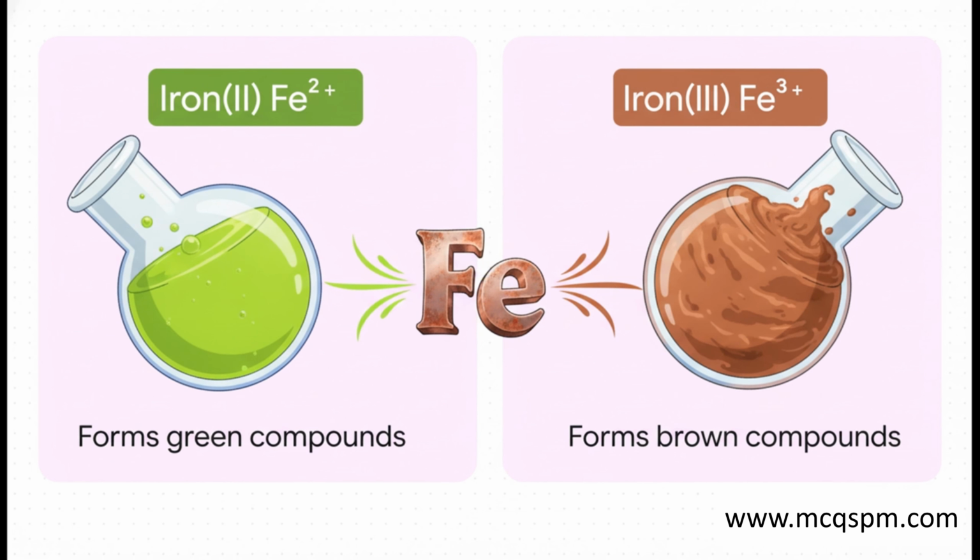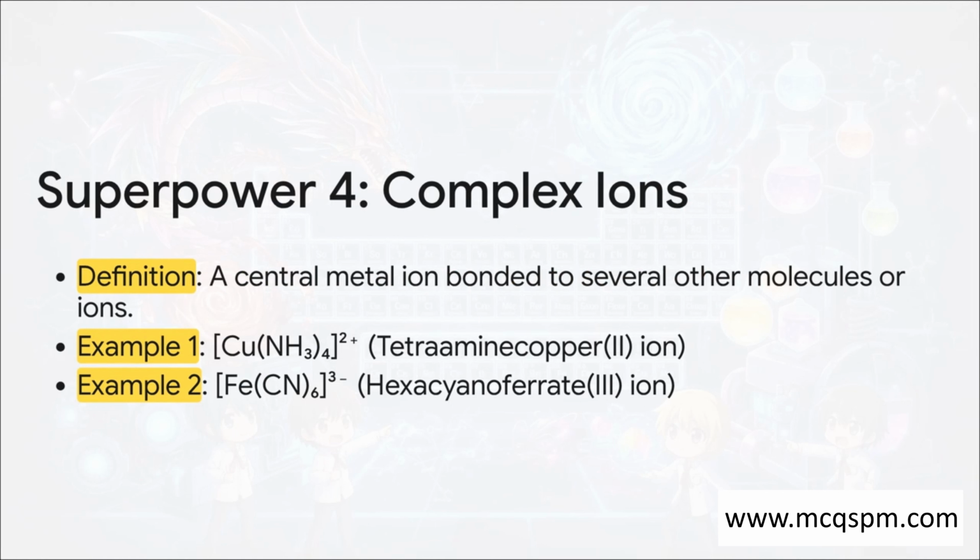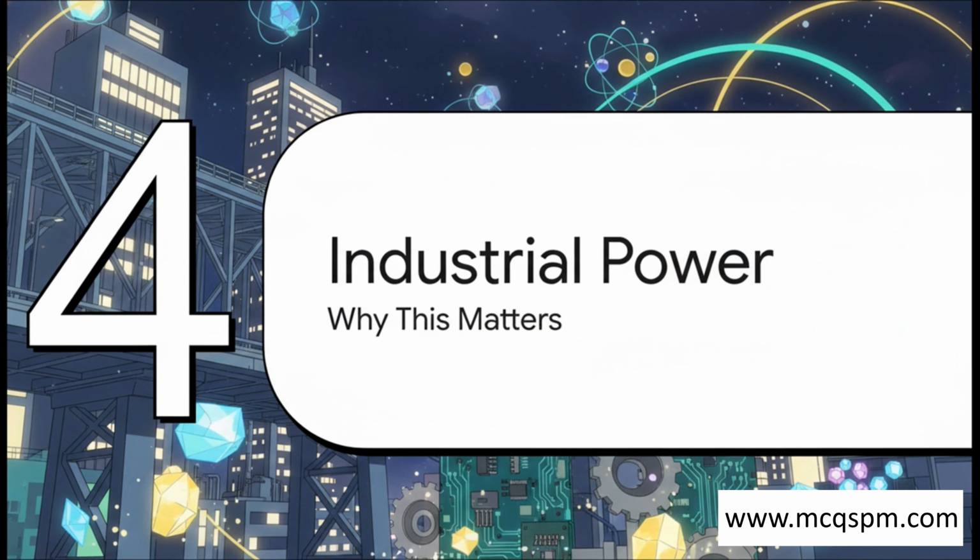Pretty cool, right? Last but not least, superpower number 4. They form complex ions. Now, okay, I know those formulas can look a little intense, but don't panic. The idea is simple. You have a central metal ion, and it acts like a magnet, grabbing onto a bunch of other smaller molecules or ions all around it. This is super important in biology. The iron in your blood's hemoglobin is part of a complex ion, and that's how it carries oxygen around your body.